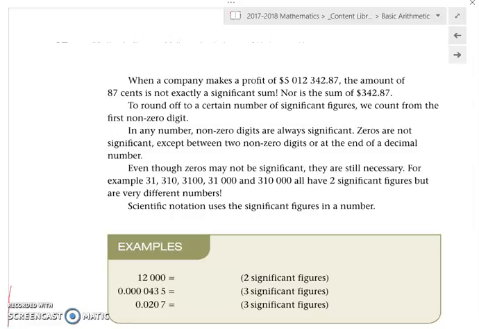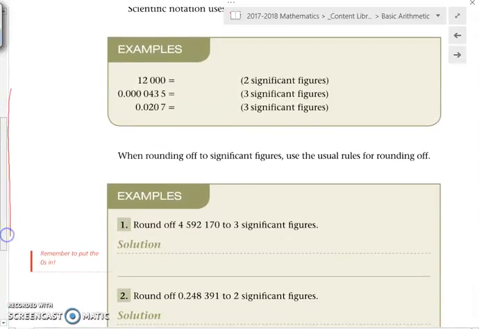So, when a company makes a profit of $5,012,342.87, we basically say they made $5 million. That's the significance. All right. So, the worked examples here.